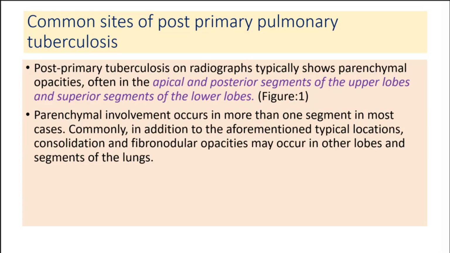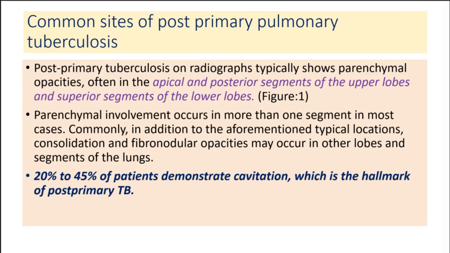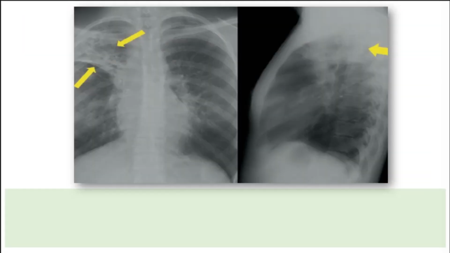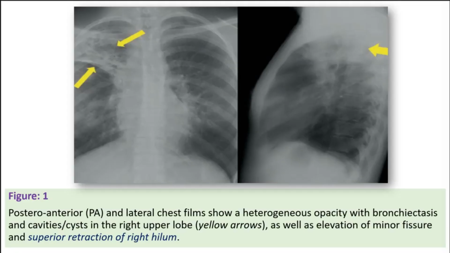Commonly, in addition to the aforementioned typical locations, consolidation and fibronodular opacities may occur in other lobes and segments of the lungs. 20% to 45% of patients demonstrate cavitation, which is the hallmark of post-primary TB. Figure 1. Postero-anterior (PA) and lateral chest films show a heterogeneous opacity with bronchiectasis and cavity cysts in the right upper lobe, yellow arrows, as well as elevation of minor fissure and superior retraction of right hilum.